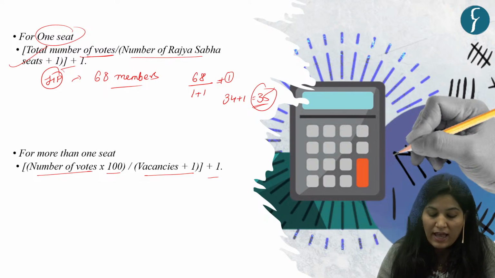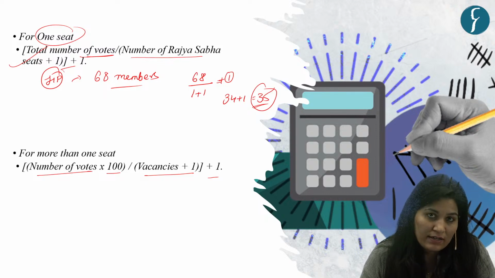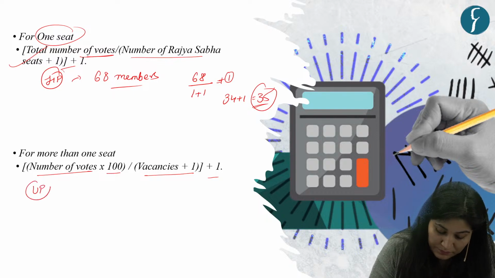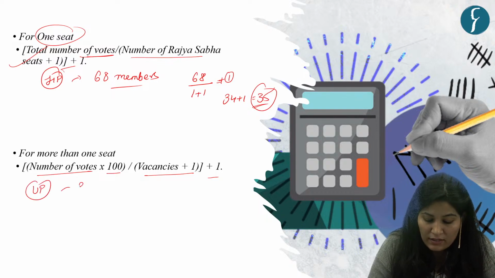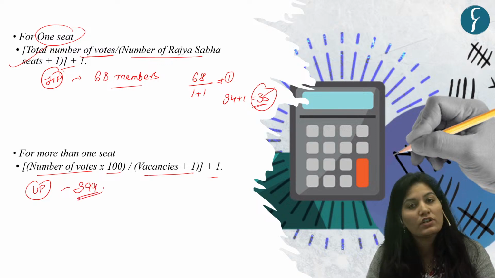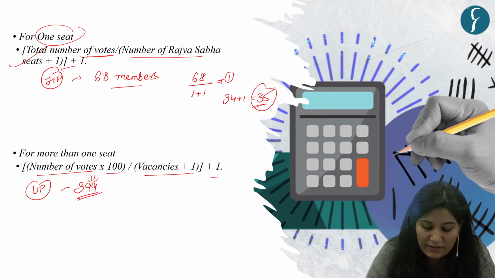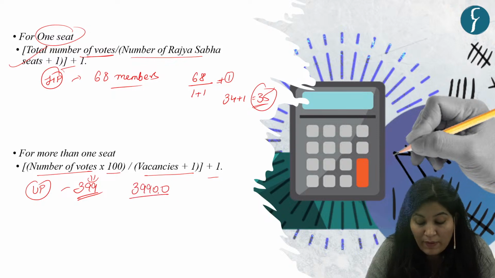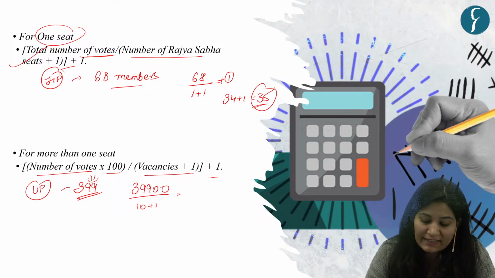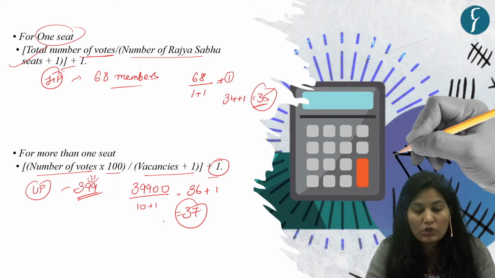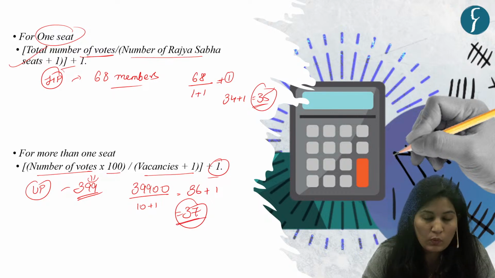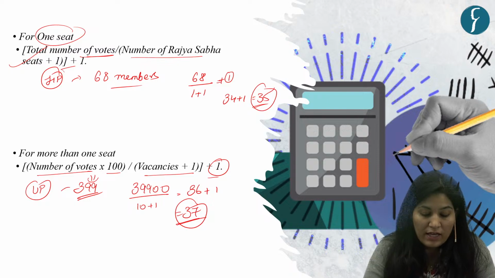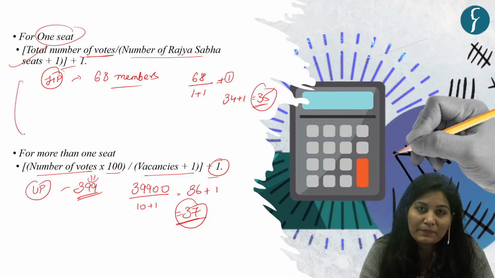If any state is having more than 1 seat, here we'll take an example of UP. Suppose UP is a large state, 399 members. So number of votes equal to 399. So 399 multiplied by 100, then vacancies is 10 plus 1. It will come roughly 36. Then plus 1, and it will come 37. So to win election here, you need 37 votes. Okay, I hope you understand these 2 formulas.